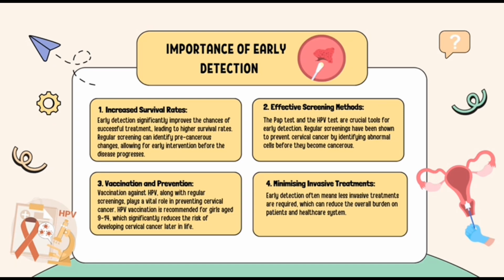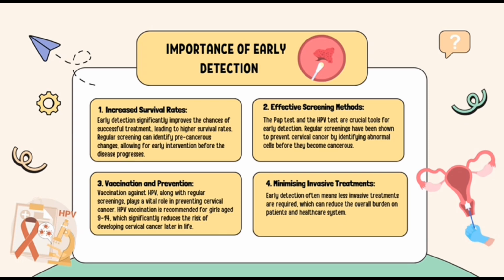1. Increased survival rates. Detecting cancer early increases the chances of successful treatment and higher survival rates. Regular screening can catch precancerous changes early. 2. Effective screening methods. The pap test and HPV test are key for early detection, helping to prevent cervical cancer by finding abnormal cells before they turn cancerous.